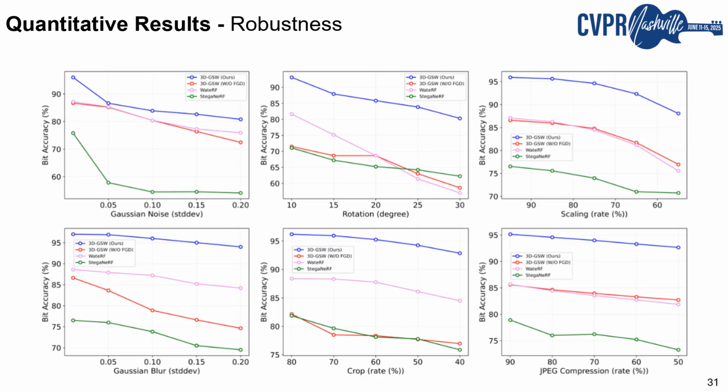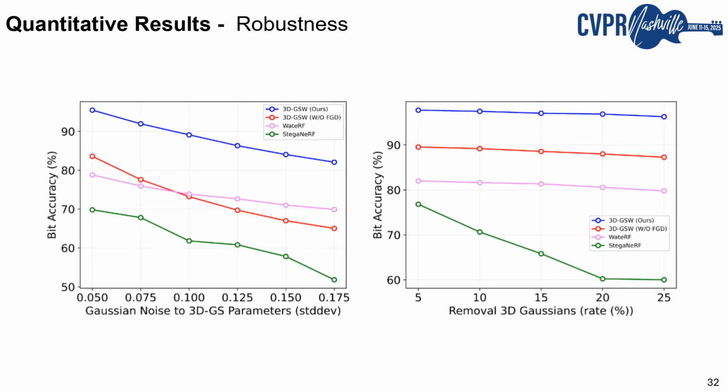Bit accuracy for Waterf, Steganerf, 3D-GSW without FGD, and our method for image distortions and distortion strengths. Our method outperforms other methods. Bit accuracy for Waterf, Steganerf, 3D-GSW without frequency-guided densification, and our method for model distortions and distortion strengths. Our method outperforms other methods.